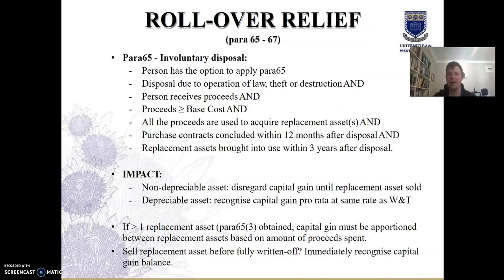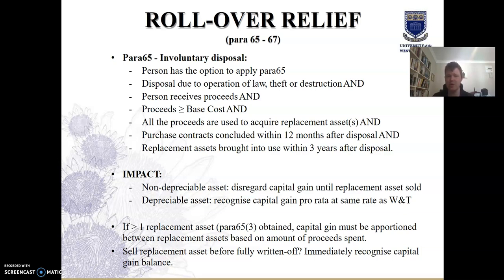What we have here, starting in 65, is an involuntary disposal. So you have the option to apply 65 if you want to. You don't have to. And it applies when you have a disposal due to operation of law, theft, or destruction. So if something is stolen, destroyed, or taken away due to law, and you receive proceeds, and proceeds are bigger than or equal to base cost, so there is a capital gain, or there's actually nothing, which doesn't work if there's a capital loss. You use all the proceeds to acquire a replacement asset, and you conclude everything within 12 months after the disposal, and you bring in the replacement assets within 3 years after the disposal.